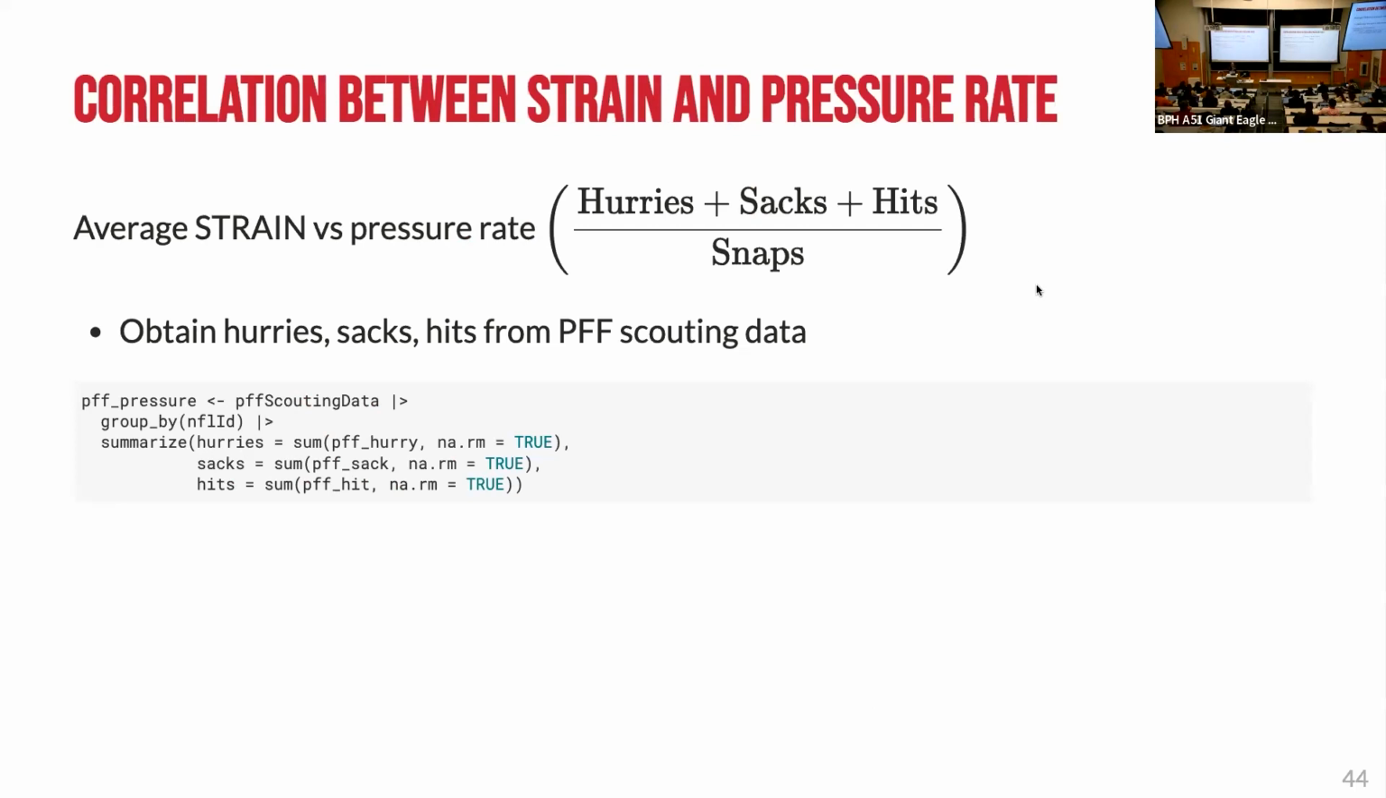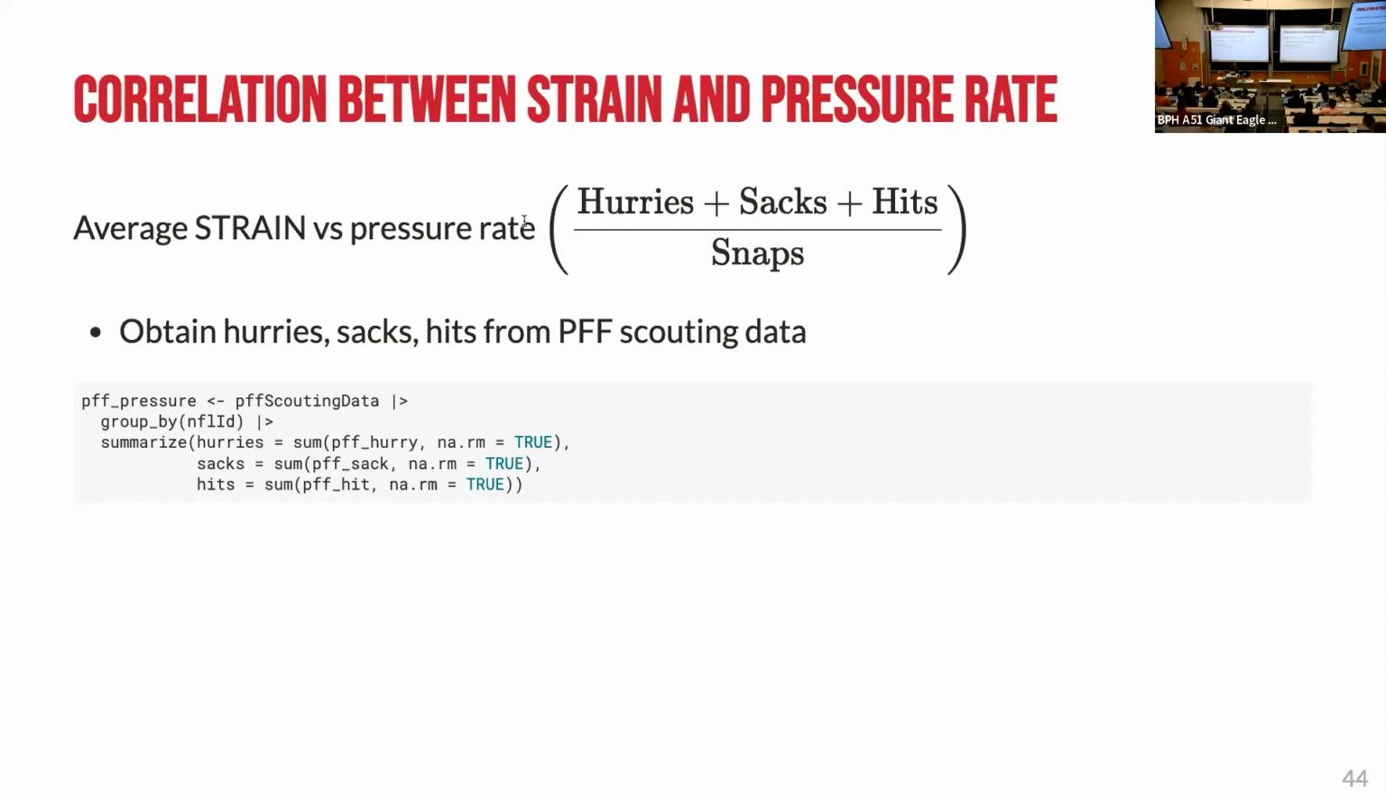So first we want to see the predictability of strain as a measure of pressure. So we want to correlate strain with a simple measure of pressure rate, which is defined as the total hits, sacks, and hurries per snap. Okay, so we want to see how well these two correlate with one another.